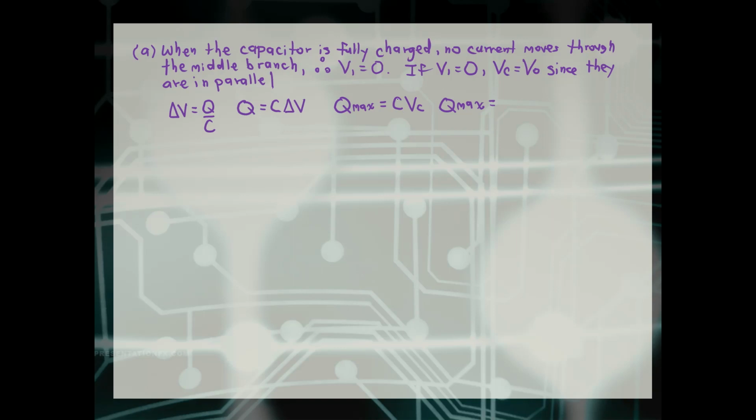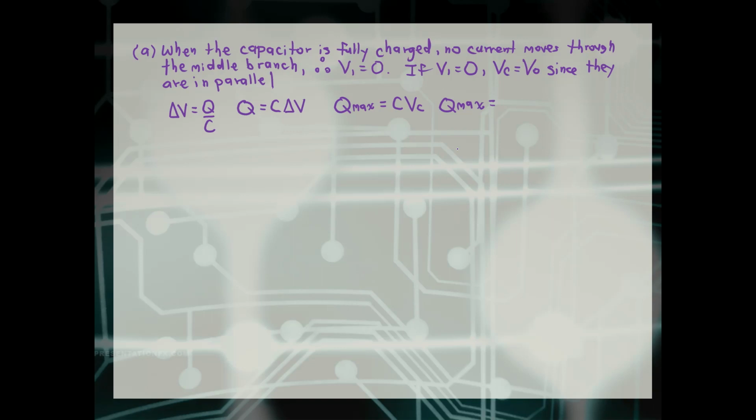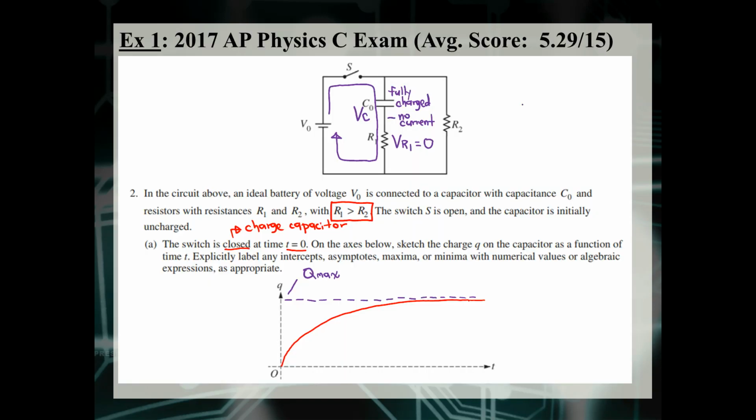Now, I think in the question it uses C naught for the capacitance instead of just C. I don't know why, considering there's only one capacitor, but whatever. C naught times V naught. So now we can go back to this picture and write down the maximum charge in terms of variables we can actually see in the question. You must do this. So C naught times V naught. That's my equation for charge as a function of time.